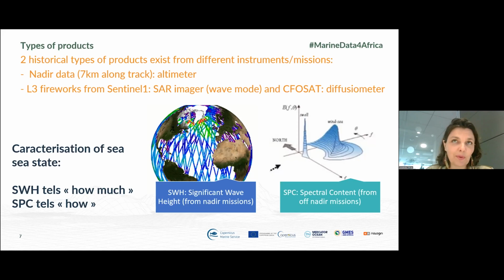But the other type of data gives the spectral content of the data. And this characterizes the sea state more finely. I will explain a bit more about this because it is maybe less intuitive.